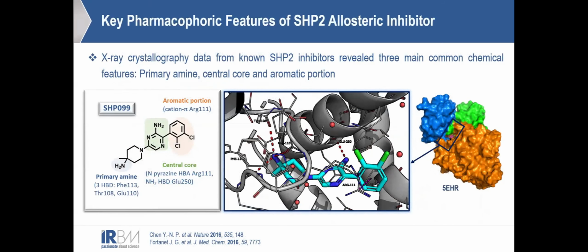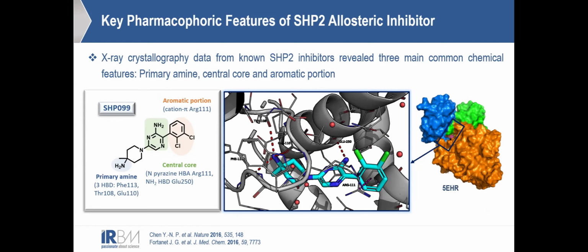So, okay, but which is the most important key feature of this SHP2 allosteric inhibitor? All SHP2 inhibitors are characterized mainly by the presence of three different key features: the primary amine that is necessary for the potency, this central core, and then we have here another aromatic function. So what is the key interaction of each chemical feature?